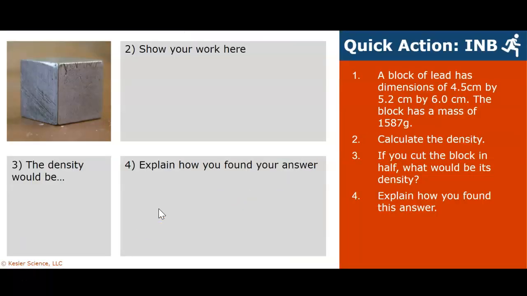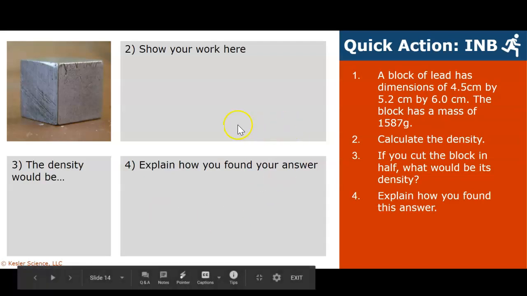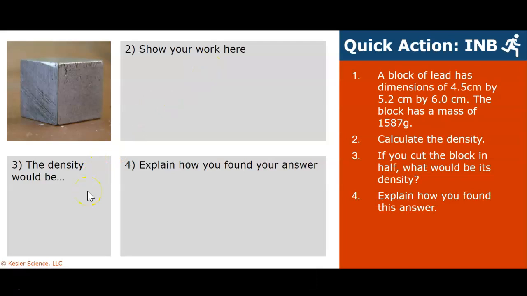Here, a block of lead has dimensions of 4.5 centimeters by 5.2 centimeters by 6 centimeters. The block has a mass of 1,587 grams. So for square 2, you're going to calculate the density. For square 3, if you cut the block in half, what would be its density? And tell me how you found that answer.